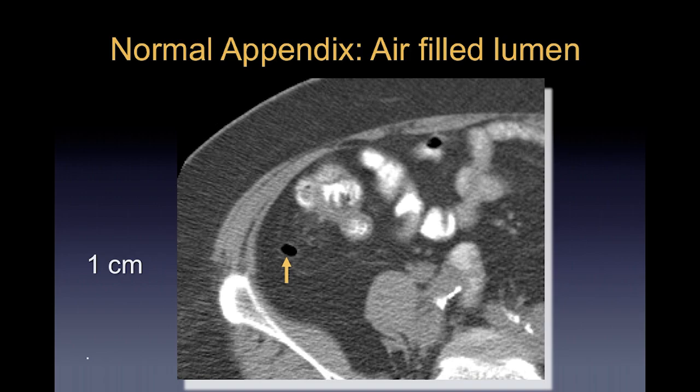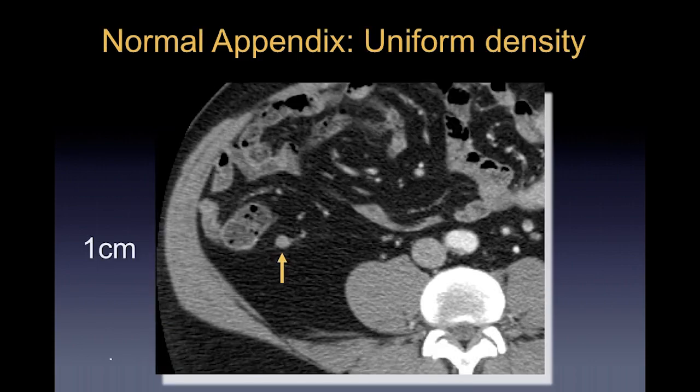This is an appendix that measures 1 centimeter, but it is absolutely unequivocally normal looking. The entire lumen is filled with air. The walls are imperceptibly thin. There's no inflammation around it. You're never going to be like, this appendix is greater than 6 millimeters, so this is appendicitis. You're not even going to think twice about it. You're just going to call it normal. So the size, not so difficult when it is filled with air.